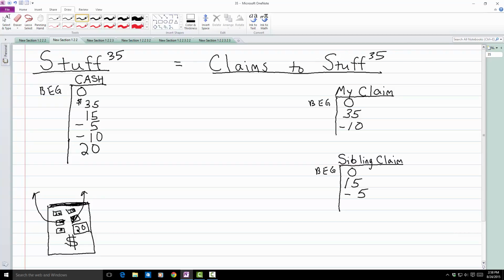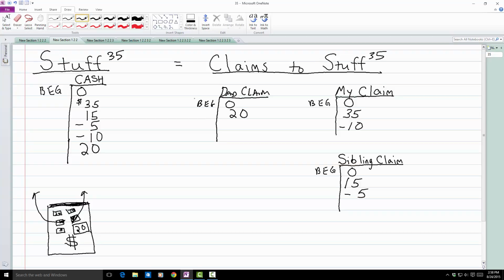Now, where we're going to put that on the claims to stuff side, if you look, we have a place to put my claim, we have a place to put the sibling claim, but we don't really have anything else. Let's go ahead and make a new account, and we'll kind of draw a little box here, and we'll just put dad claim. Okay. He started with 0, and then he put in 20.